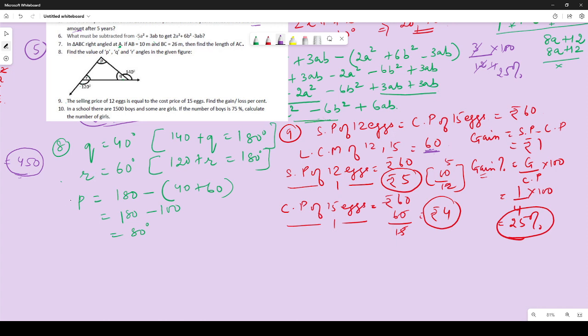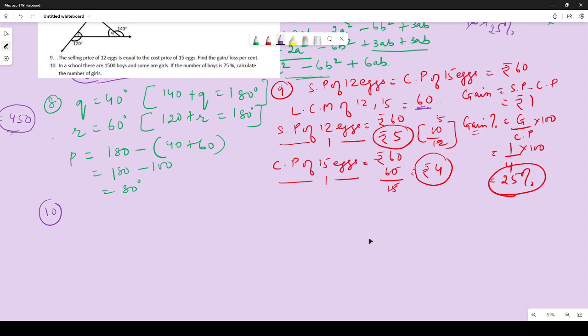Now let us take up question number 10 over here. What does question number 10 say? Question number 10 says, in a school there are 1500 boys and some girls. So there are boys and there are girls. So boys are 75%. So what does it tell us? It tells us that the girls are 25%. Now the number of boys in boys category, it is 1500.